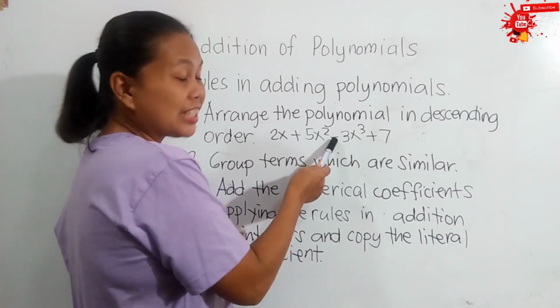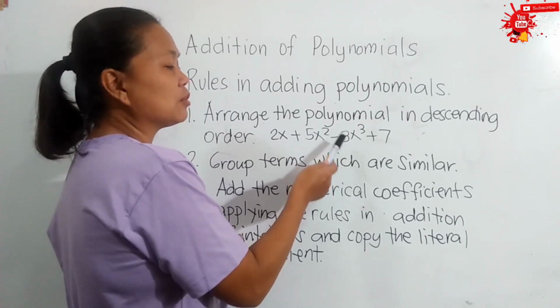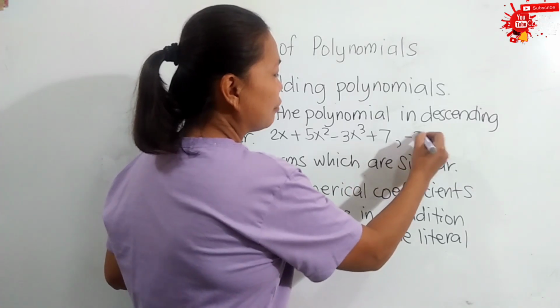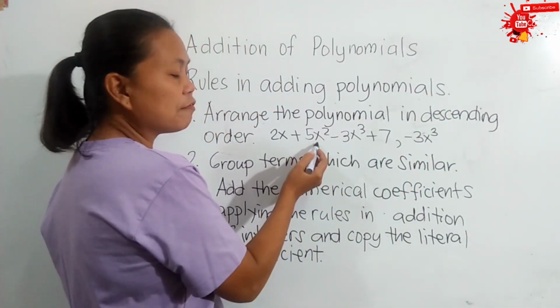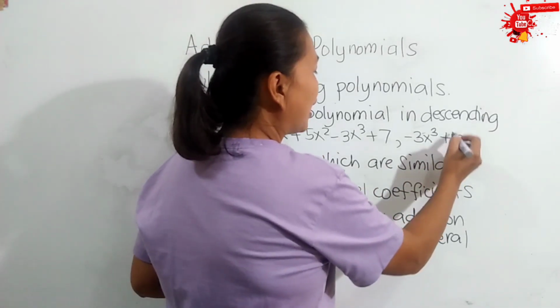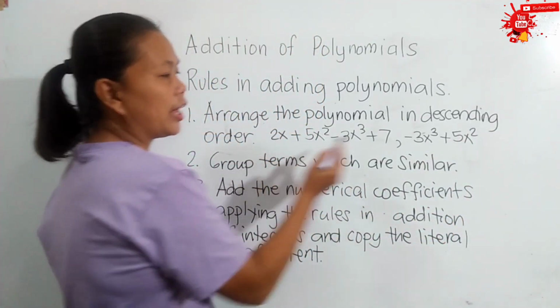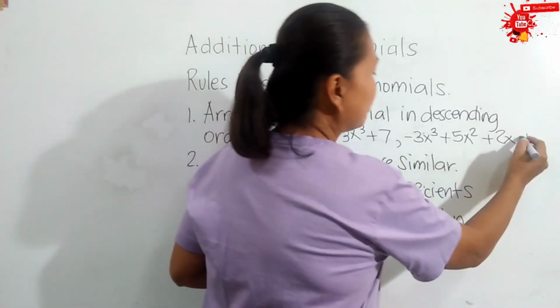So if this is subtraction, it means that the sign of this term is negative. So we have negative 3x cubed. So we will write it as negative 3x cubed, and then followed by positive 5x squared. So descending, positive 5x squared. Then followed by 2x. So we have positive 2x and then positive 7.